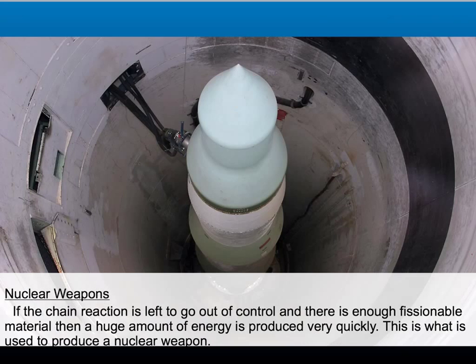In nuclear power plants, the chain reaction is very carefully controlled. In the case of nuclear weapons, the chain reaction is left to go out of control. There's enough fissionable material that a huge amount of energy can be produced and released very, very quickly. This is what's used within a nuclear weapon. And this is why it's so dangerous, because of the very vast amounts of energy that is released at one time.